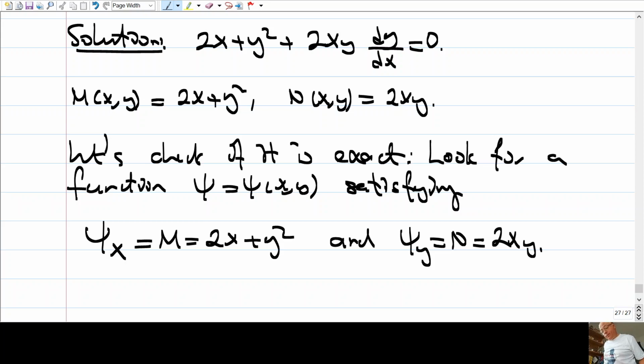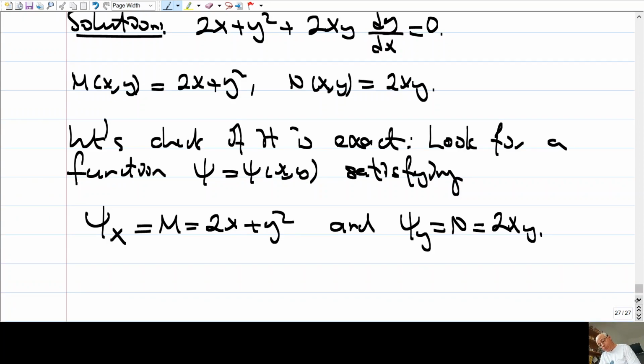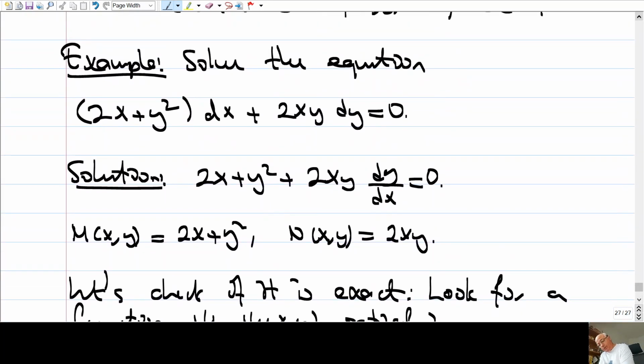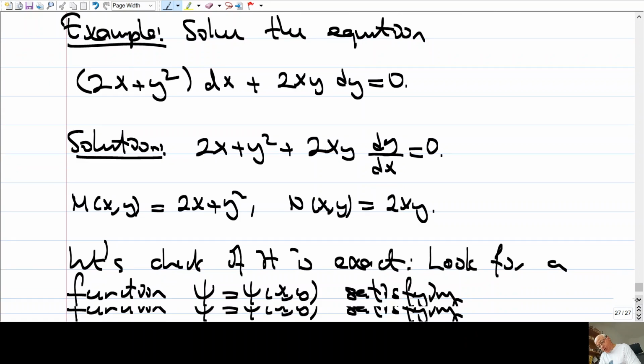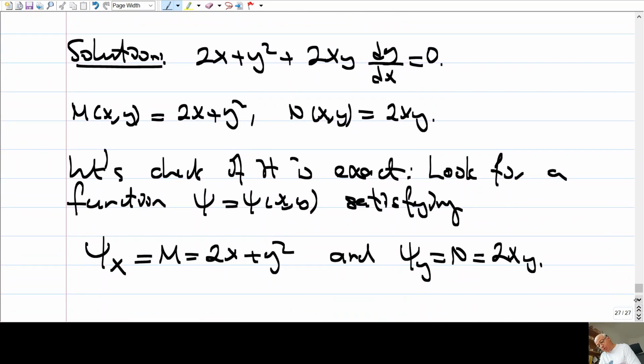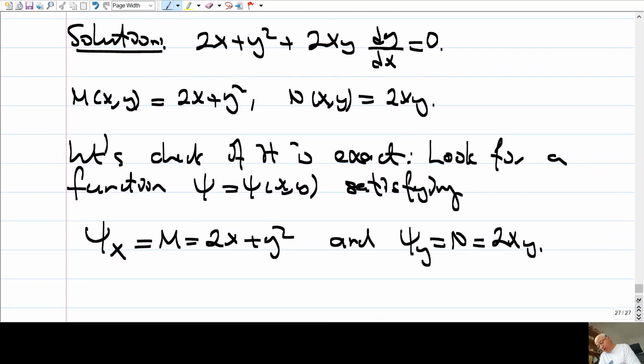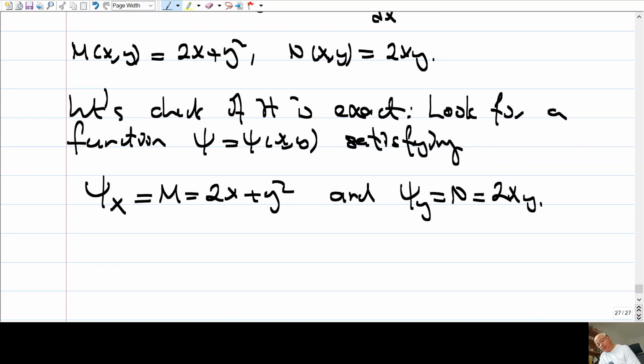So let's start from the point we had left off. We are trying to solve this equation. We realize that this equation is neither linear nor separable or homogeneous. So we wonder if it is exact. To check that, we look for a function psi xy whose x derivative is M and y derivative is N. Let's see if such a function exists.